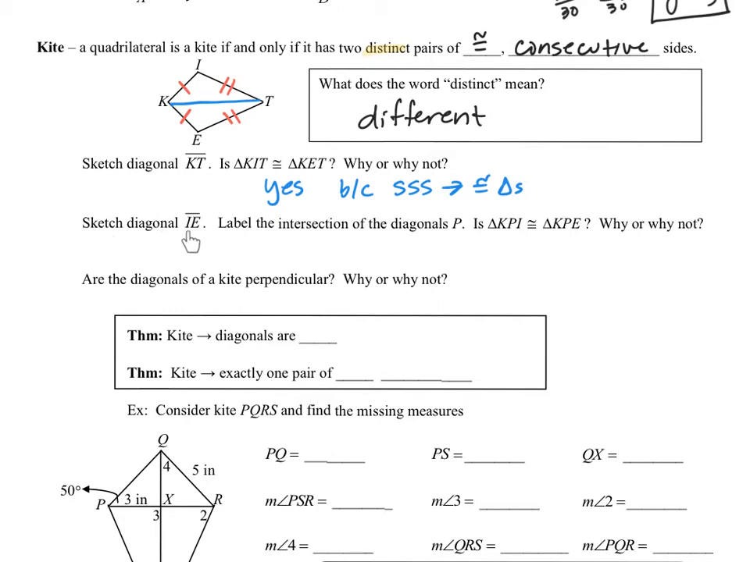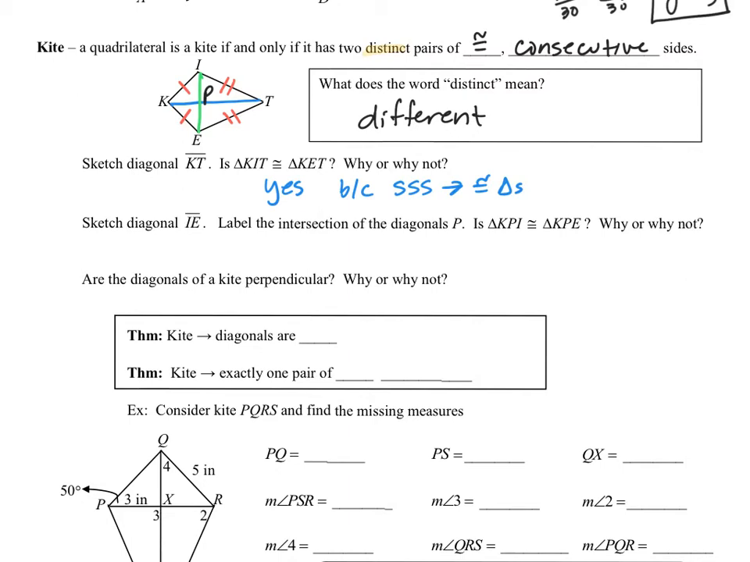All right, now the next thing I want you to do is I want you to sketch diagonal IE. So I'm going to do that in a different color. How about green? So let's sketch diagonal IE, and let's label the intersection of the diagonals as P. So I'm going to call that intersection P, okay? And then I want you to answer this question. Do you think triangle KPI, this little triangle here, is congruent to triangle KPE, which is this little triangle here?